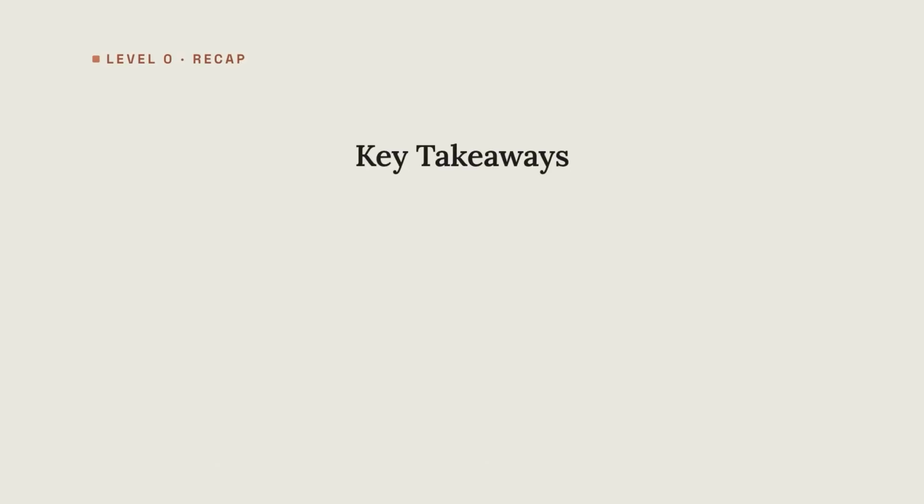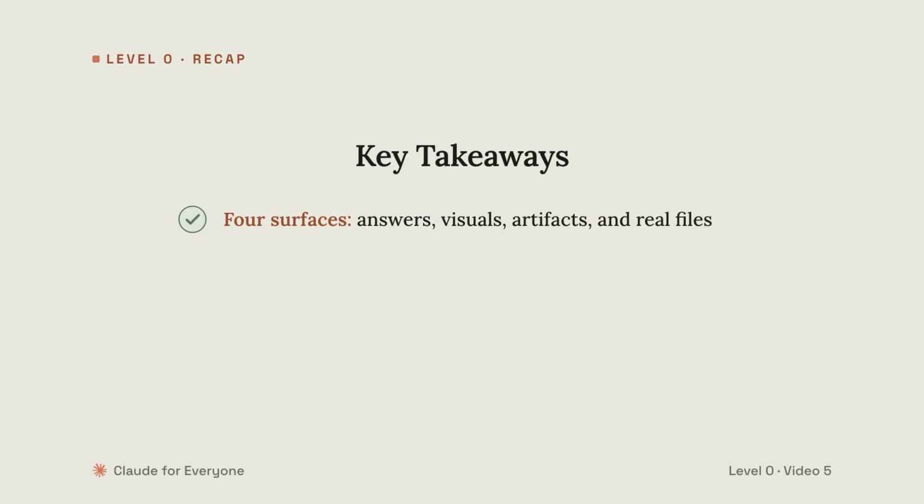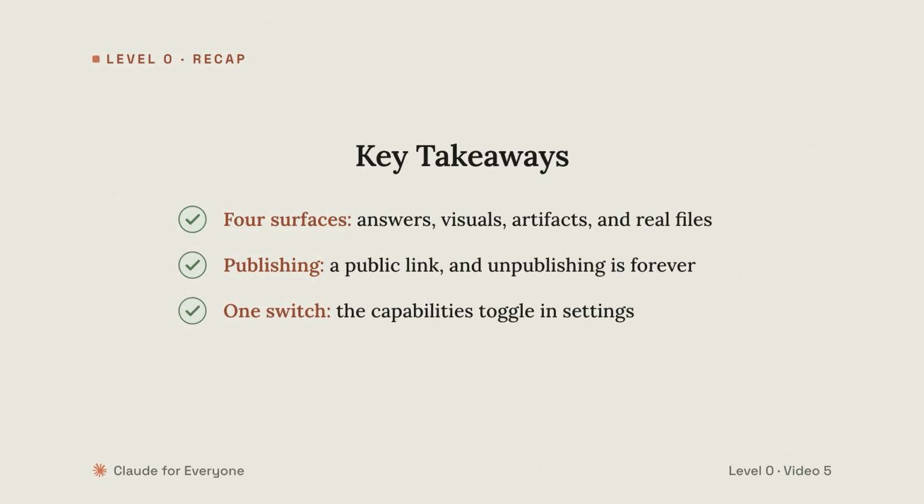4 surfaces, inline answers, inline visuals worth saving, artifacts with versions and fearless iteration, and real files with working formulas. Publishing makes a public link. Public means public and unpublish is forever. So publish deliberately, one toggle in settings underneath it all. You now have outputs worth keeping, which raises a question. Where do they live so Claude remembers them?